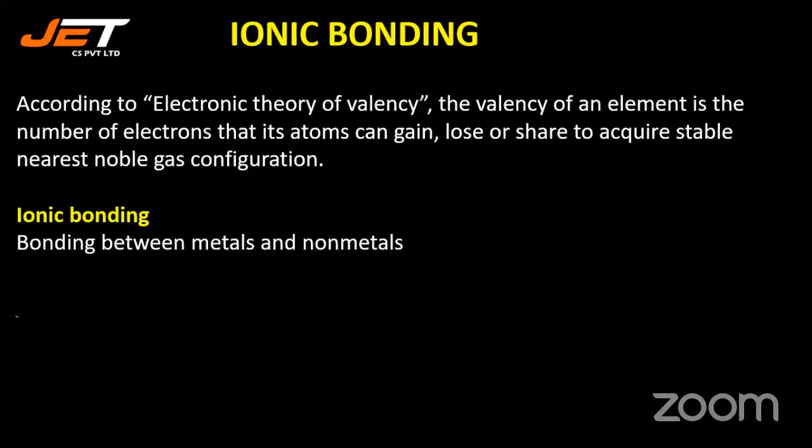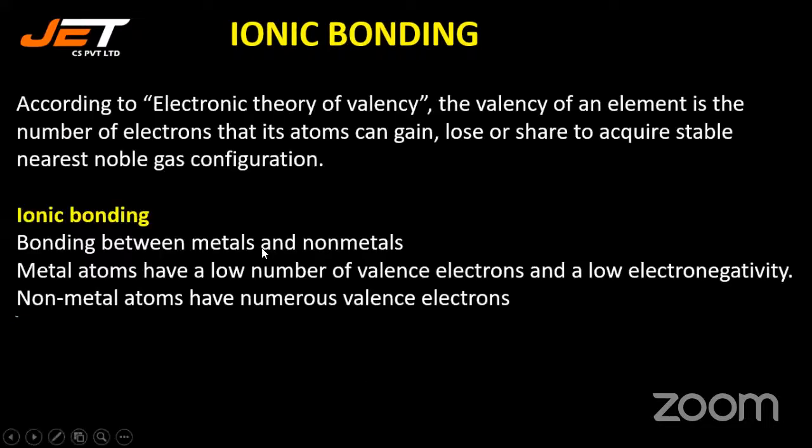So there are different types of bonding: ionic bonding, covalent bonding, and coordinate bonding. We will be learning about these 3 bonds. What is ionic bonding? Metals, non-metals, sodium, chlorine. Whatever you have been learning so far, these are the ionic bonds.